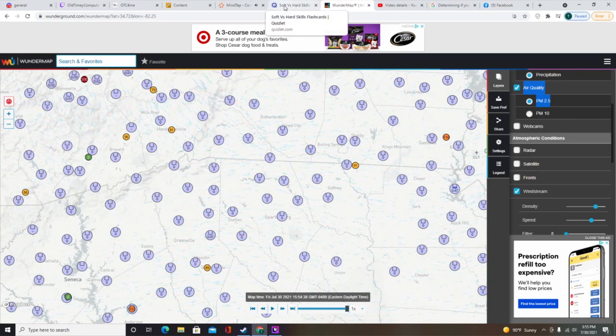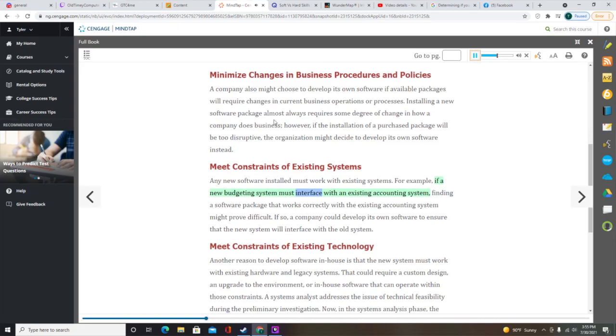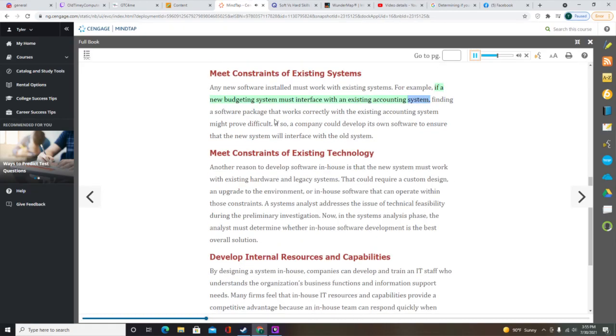Meet constraints of existing systems. Any new software installed must work with existing systems. For example, if a new budgeting system must interface with an existing accounting system, finding a software package that works correctly with the existing accounting system might prove difficult. If so, a company could develop its own software to ensure that the new system will interface with the old system.